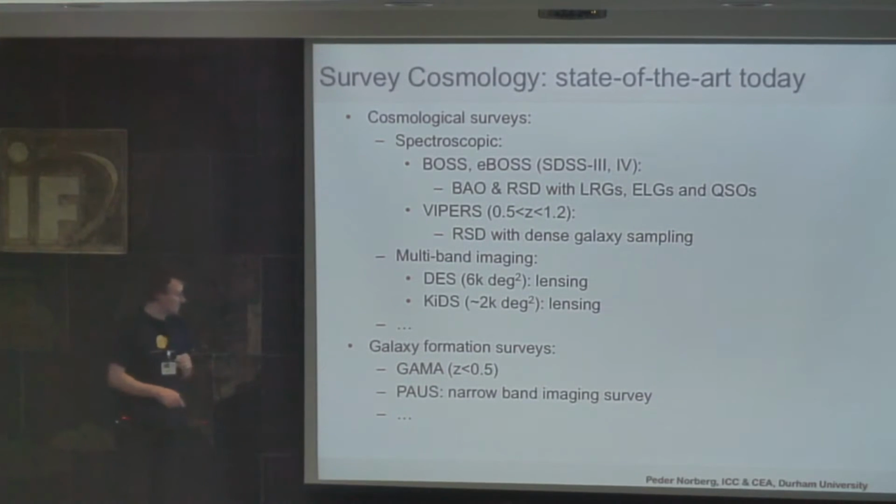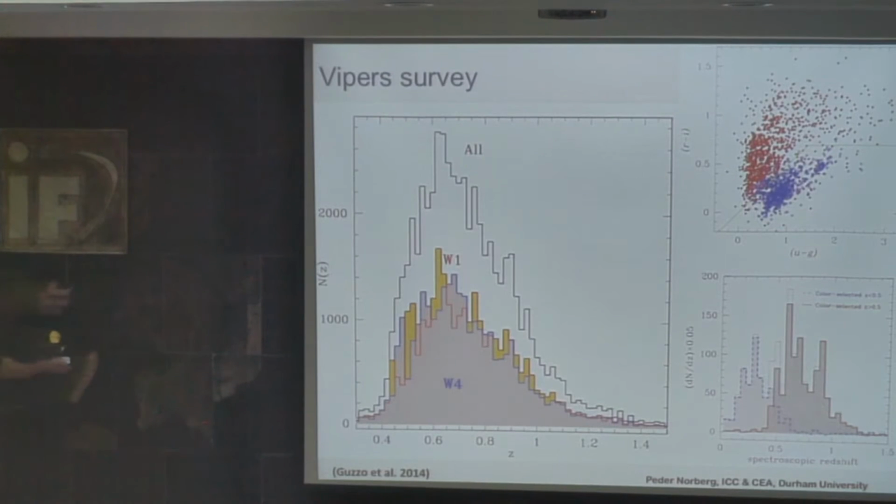You have galaxy formation surveys, which I would mention, for example, GAMA, which is the Galaxy And Mass Assembly survey, which is actually very much like the SDSS main survey, but just slightly deeper, which means that you probe fainter objects. PAUS is a narrowband imaging survey, which has just started and so on, but there's lots, and I can give you as many as you want.